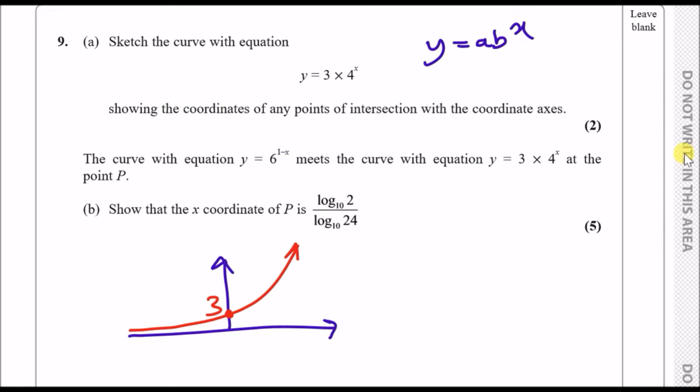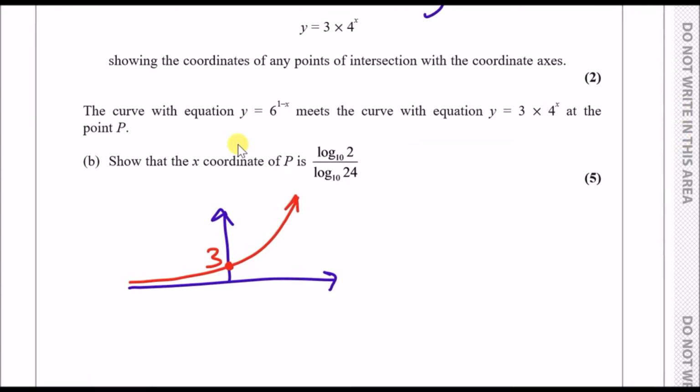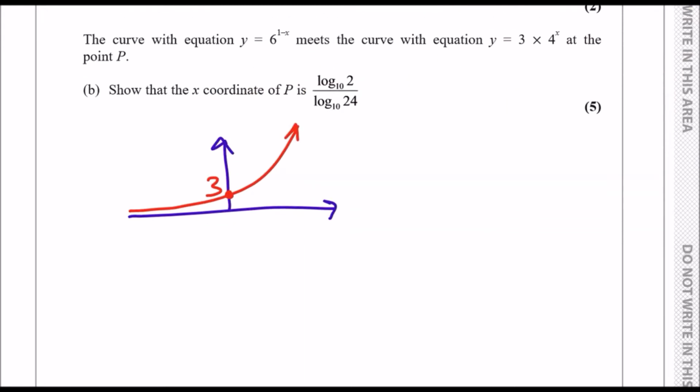Now for part B, it says that the curve of equation y equals 6 to the 1 minus x meets the curve of equation 3 times 4 to the x, so basically the same one, at the point P. And they want us to show that the x coordinate of P is given by this log expression right here. Okay, so when two curves meet, that literally means to equate these together, yeah? So essentially we have this, guys. We have 3 times 4 to the x, which must equal 6 to the 1 minus x, okay?